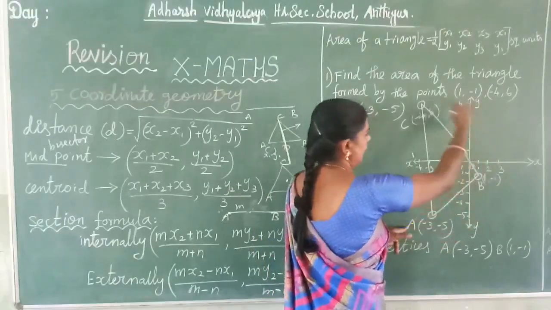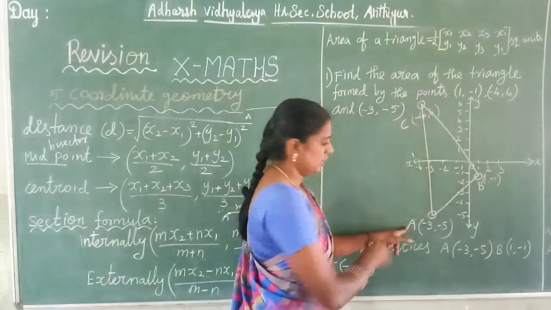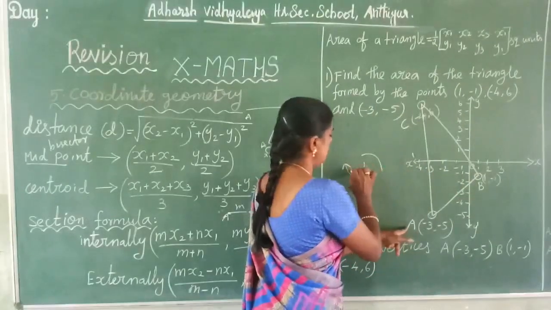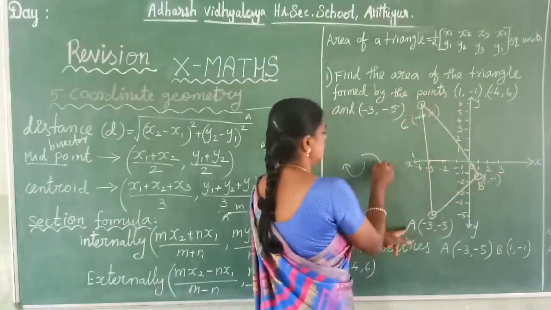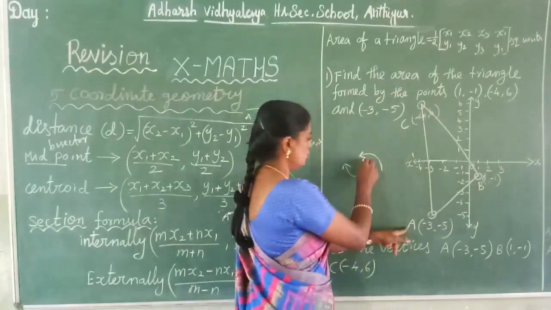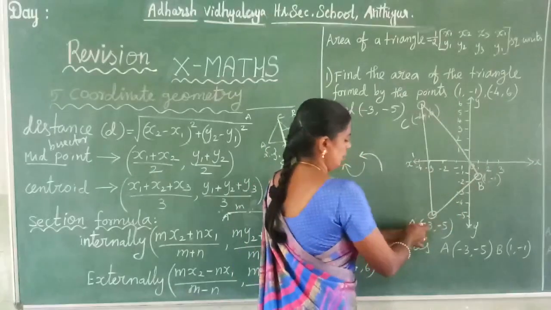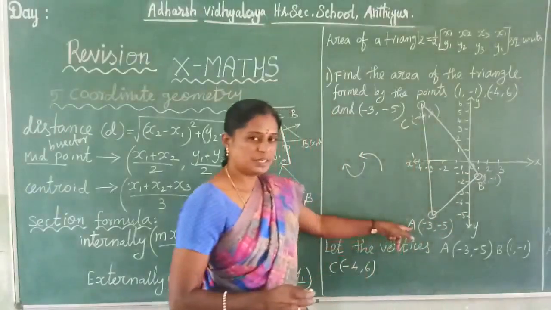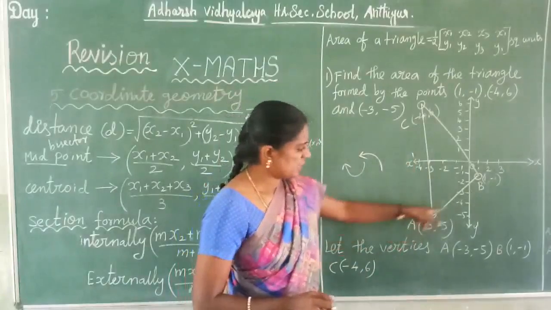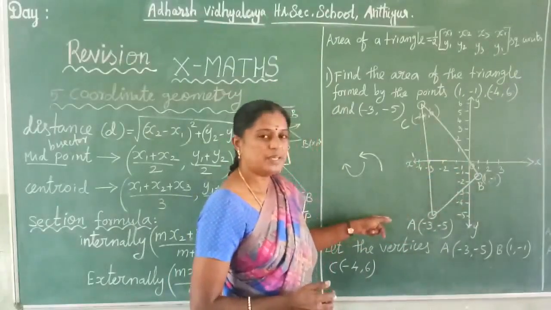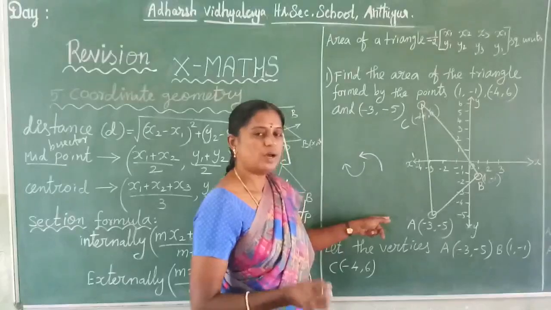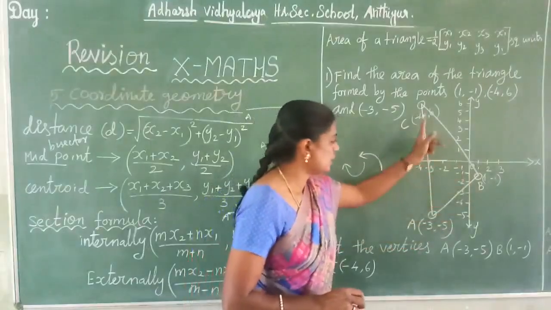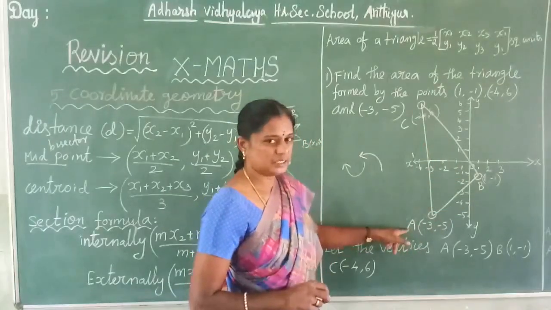Next B, mark in the anti-clockwise direction. This one is clockwise, so I take the anti-clockwise direction. So A, B, C. That is very important. Only the anti-clockwise direction we want to take, otherwise a negative answer is also possible. Area means only a positive answer, so you must take the points A, B, C in the anti-clockwise direction only.